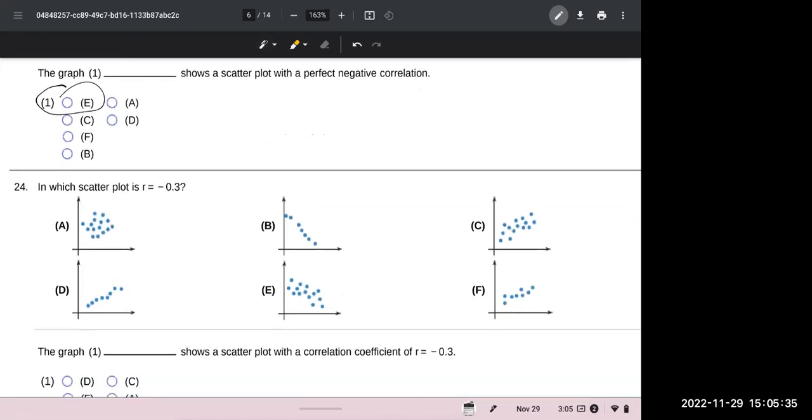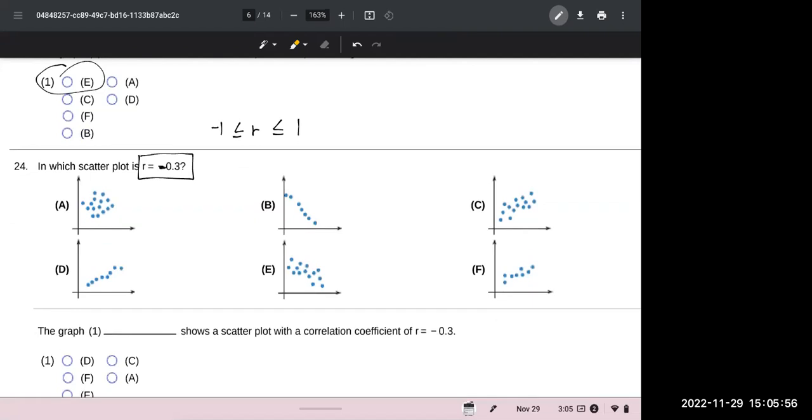24, which scatter plot is R equal to negative 0.3? R is the correlation coefficient, okay? Correlation coefficient, it's a number between -1 and 1, okay? So here you have a negative correlation coefficient. That means you're going to only focus on the scatter plots which show the shape of a decreasing line. So you only should consider B or E, okay? So B, it's a strong negative correlation. So here we can say that R will be very close to -1.